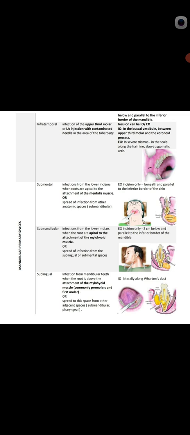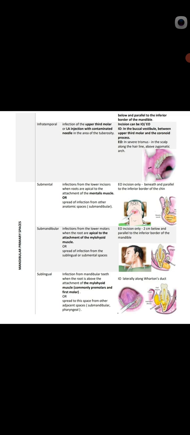Now come to the submandibular. In submandibular infection, the cause of infection is infection from the lower molar when the roots are apical to the attachment of the mylohyoid muscle, or spread of infection from the sublingual or submental spaces. Incision is extraoral incision only, 2 cm below and parallel to the inferior border of the mandible. Means submandibular and submental space have only extraoral incision.